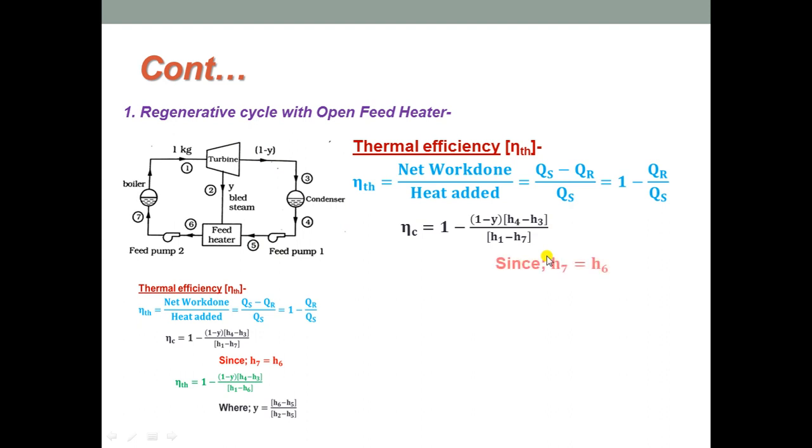So, this gives the thermal efficiency, since H7 is equal to H6 because there is no change in enthalpy in the feed pump. So, we can replace 7 with 6 and the expression becomes this. Here Y is equal to H6 minus H5 over H2 minus H5. So, the mass Y which is taken or bled off from the turbine is given by H6 minus H5 over H2 minus H5, and this is the amount of steam which is drawn from the turbine at state point 2 or condition 2.